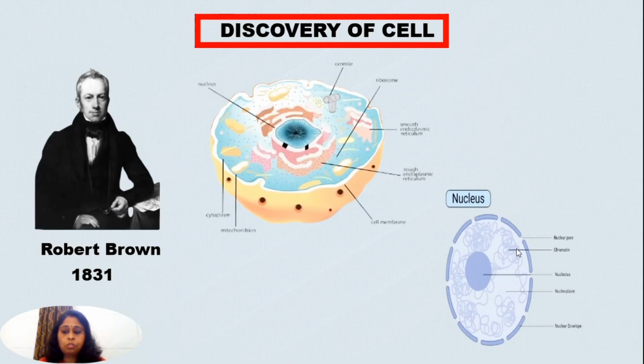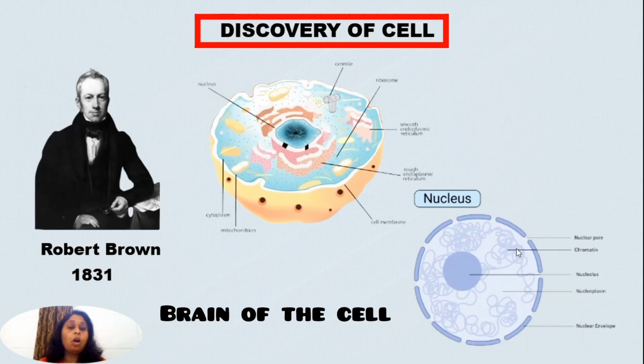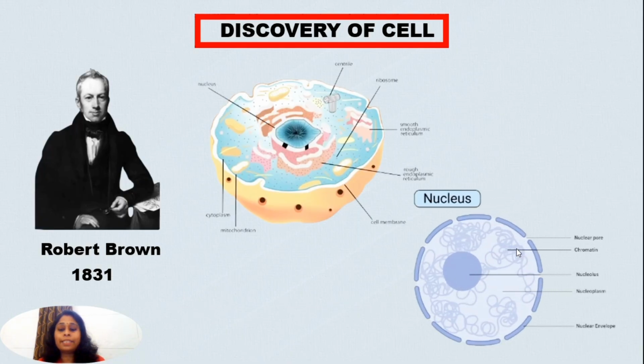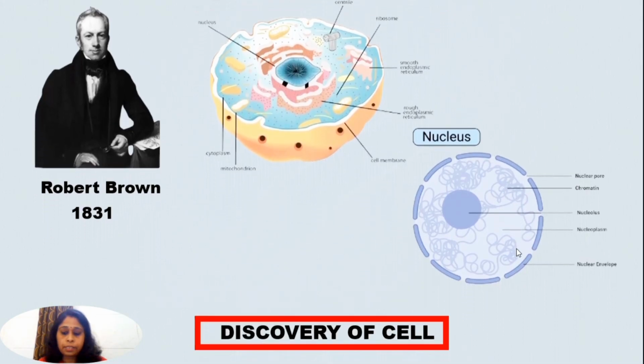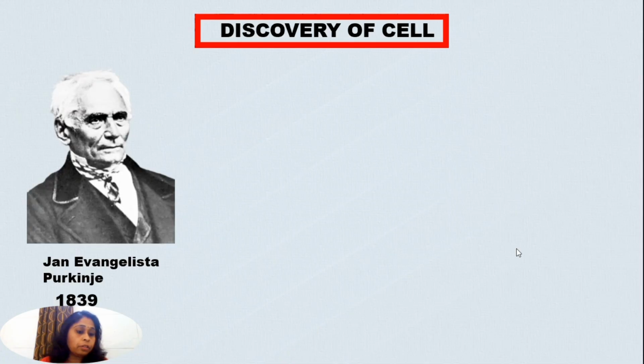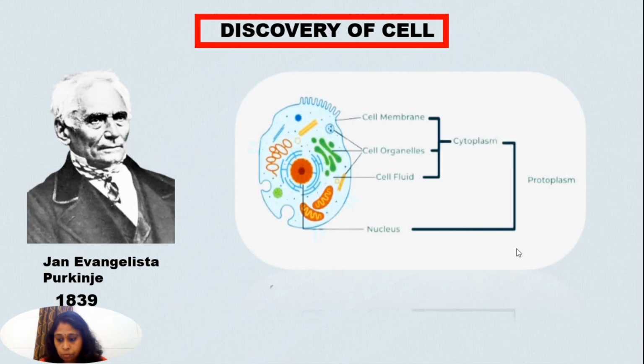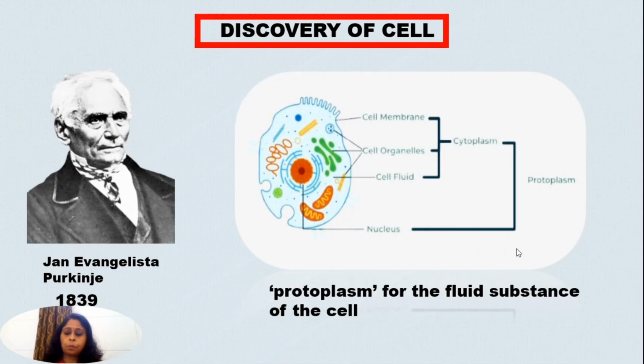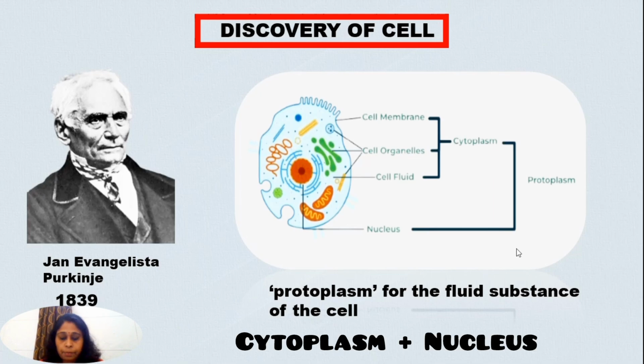Now what is the nucleus? The nucleus is the brain of the cell, or we call it the control center of the cell. And in 1839, Purkinje coined the term protoplasm. So what is protoplasm? Protoplasm is the living substance present within the cell, including the cytoplasm and the nucleus.